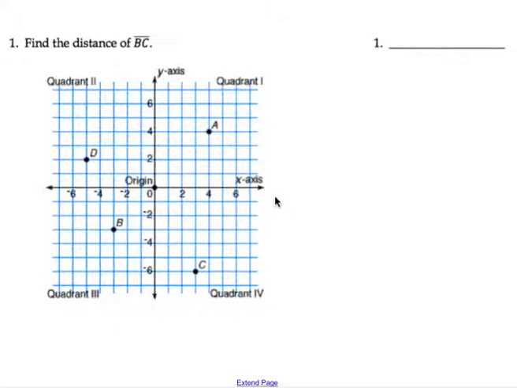Today we're going to be doing the Unit 1 Quiz 2 review. So hopefully you've already tried it yourself first and now you're using this to review for the quiz. So we want to find the distance between B and C.